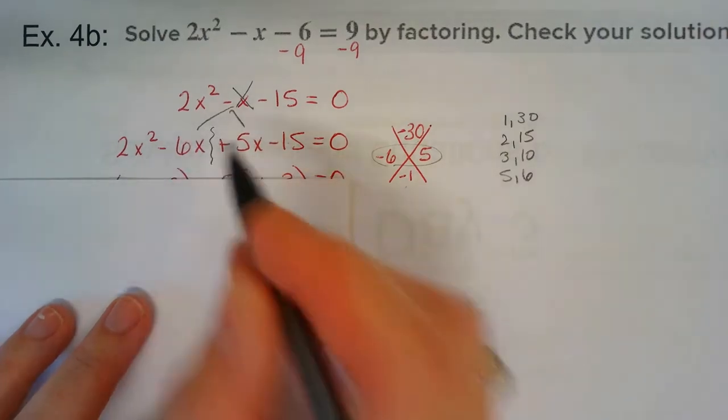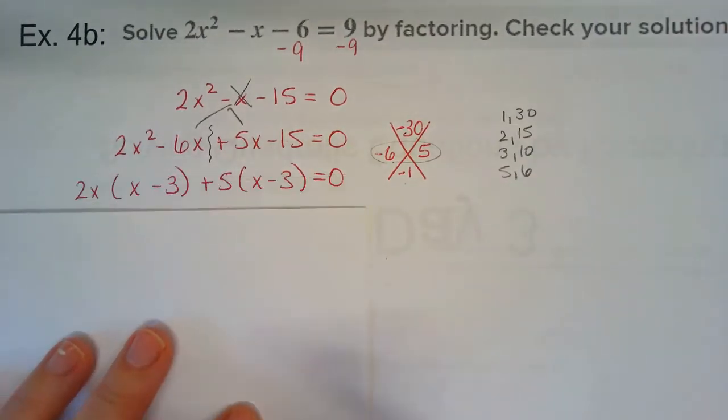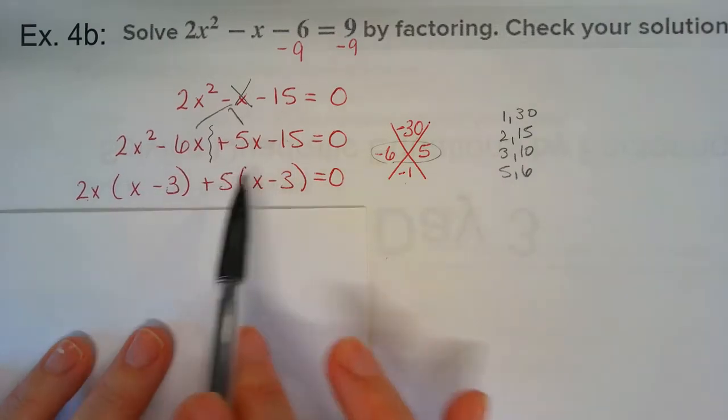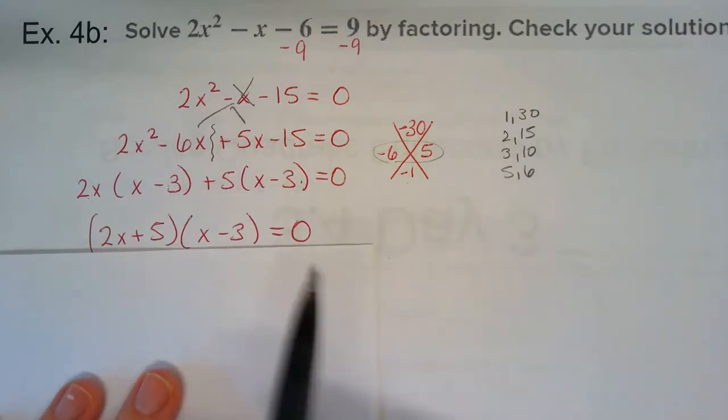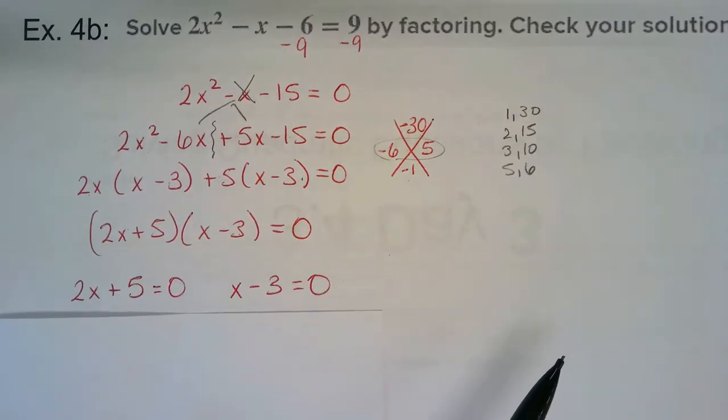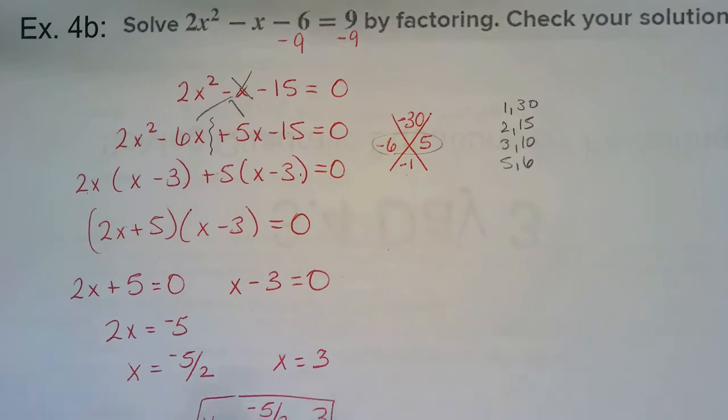So then I split it, and I do a greatest common factor. So 2x goes here, x minus 3. 5 goes here, x minus 3. So my two groups are x minus 3 and then the 2x plus 5. Set them equal to 0, and then solve them. So I get negative 5 halves and positive 3.